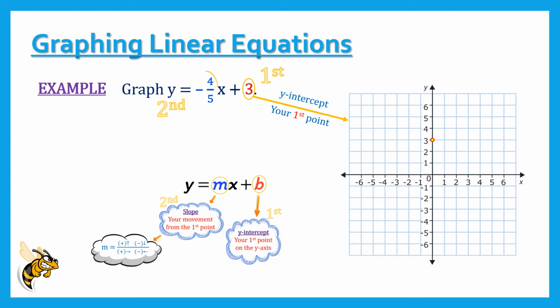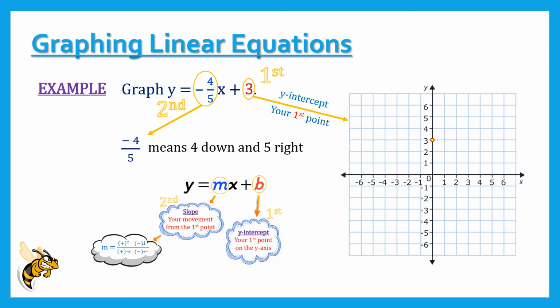Second, I want to locate the slope, which is the coefficient of x. And since it's a negative slope, only one of them should take the negative sign. I'm going to put my negative sign in the numerator. So therefore, the numerator is negative, but the denominator is positive. So what does this mean? The top is negative, so that means I'm going down 4 units. And the bottom is positive, so I'm going to the right 5 units.